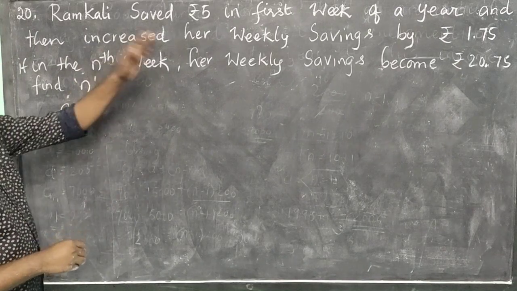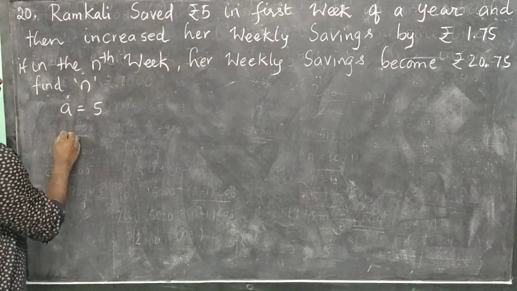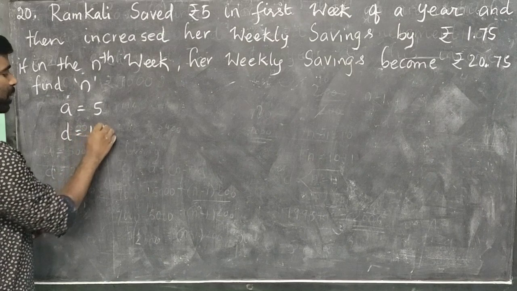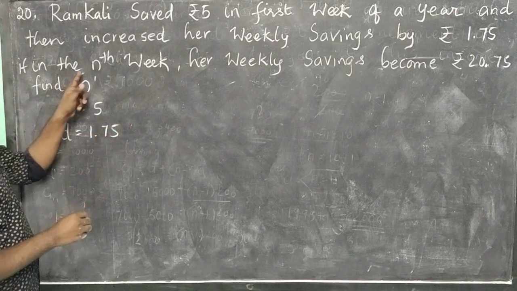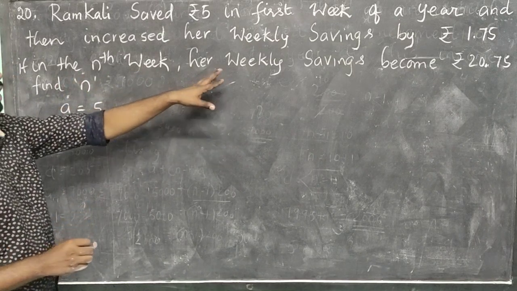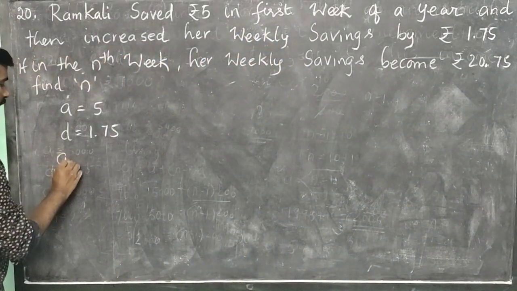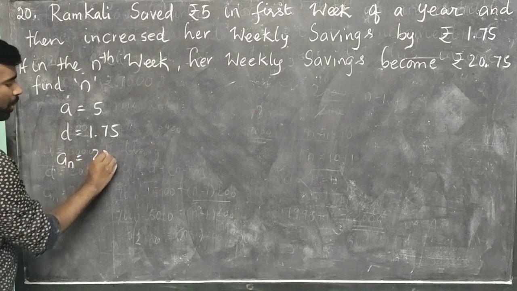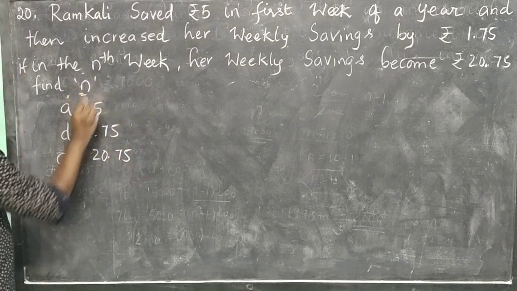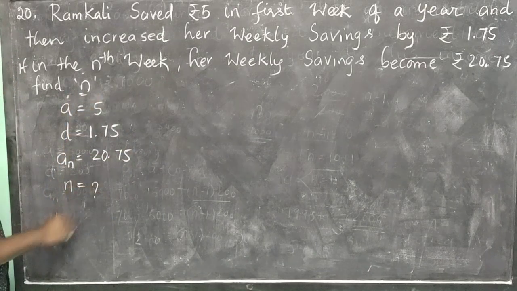Then weekly, how much have the savings increased? That is rupees 1.75, that is d equals 1.75. Then what is the nth term? The last term is 20.75, that is an equals rupees 20.75. We should find out the value of n.